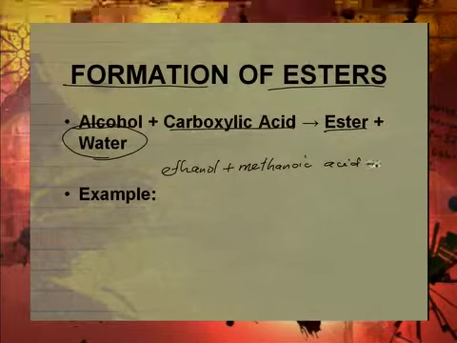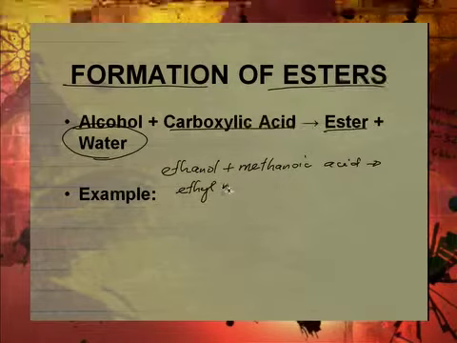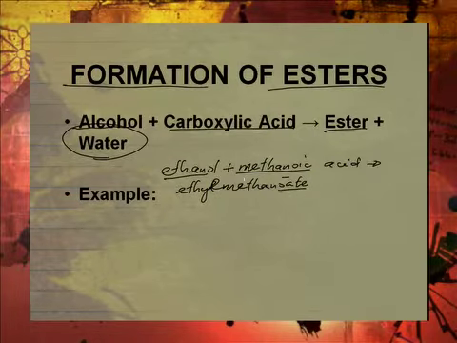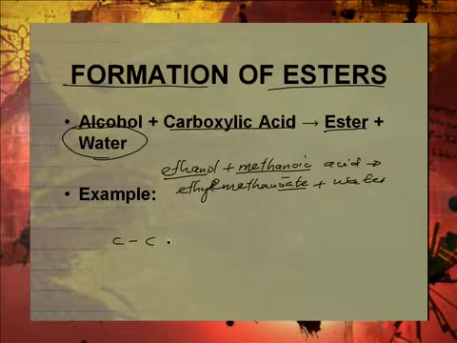okay, you will produce ethyl methanoate. Check where the ethyl comes from. It comes from the alcohol. The acid gives you the OH side, which is the ester, ethyl methanoate, plus of course the water. Now, how does that happen? Let me just use structural formula here.